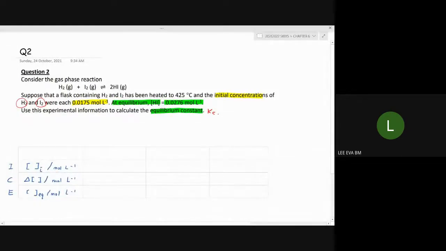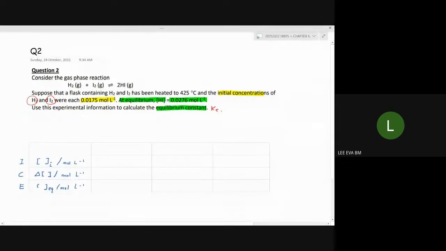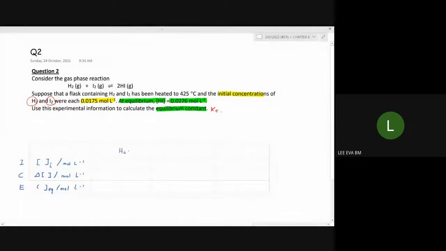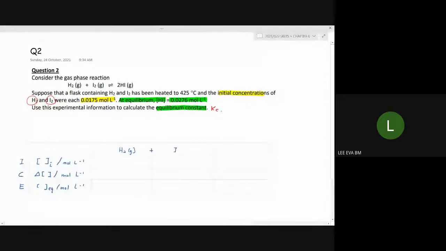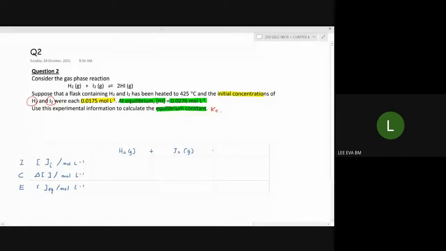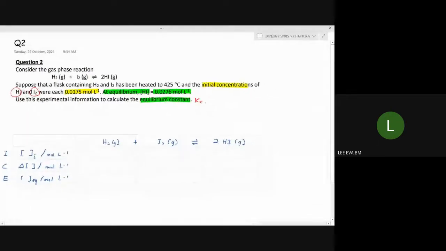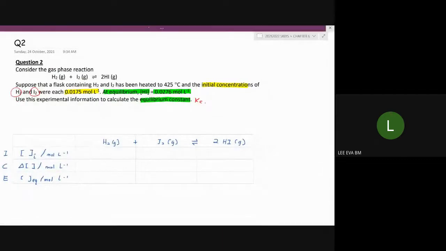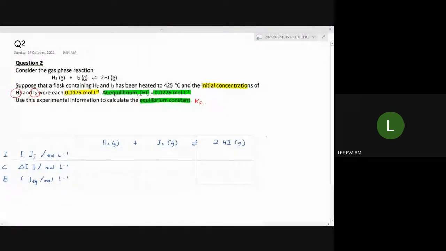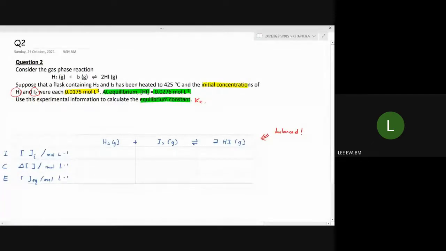Okay, so now, in the first row of these 3 columns, you need to put the equation. Over here I put hydrogen gas plus iodine gas in equilibrium to produce 2 moles of HI gas. Always make sure that this equation is balanced. Kalau soalan dia tak balance, awak balancekan sendiri. So always make sure this equation is balanced.